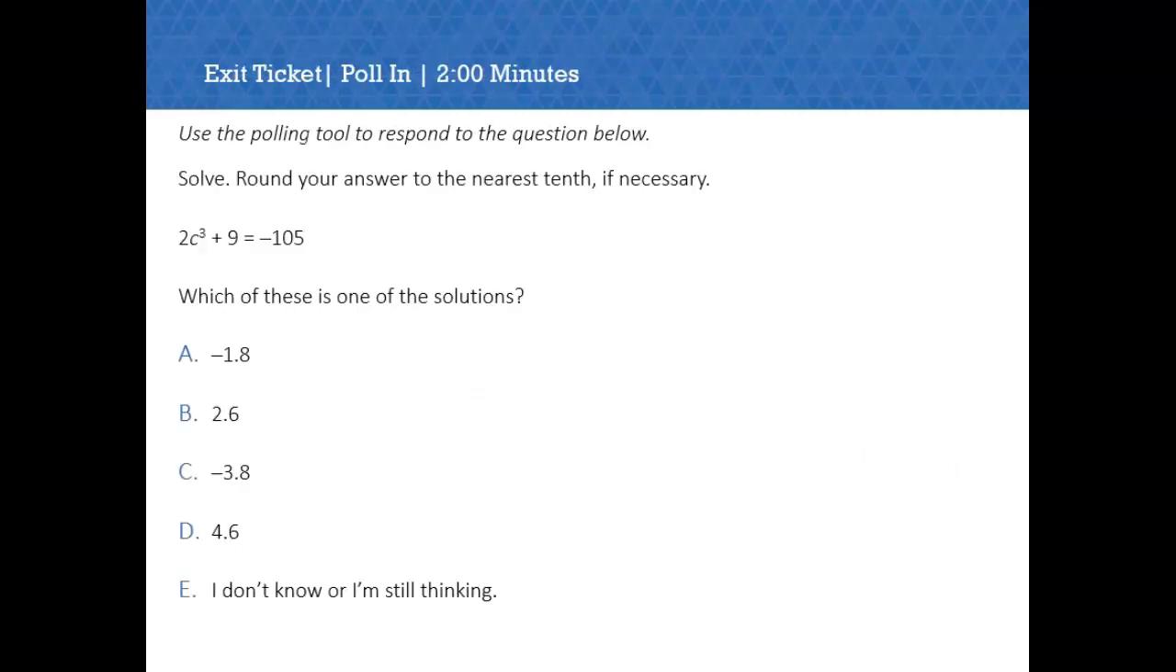So let's take a look at this one. There are quite a few things. And this one is actually telling us that we can round to the nearest tenth if necessary. So let's talk about how we can use that with the calculator.